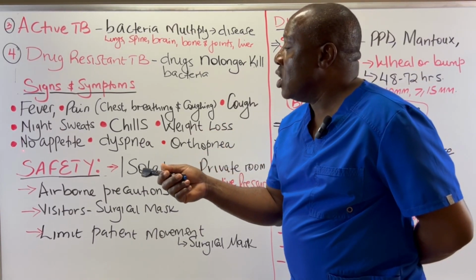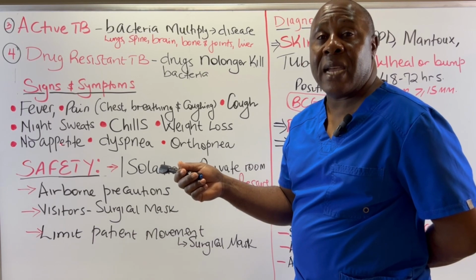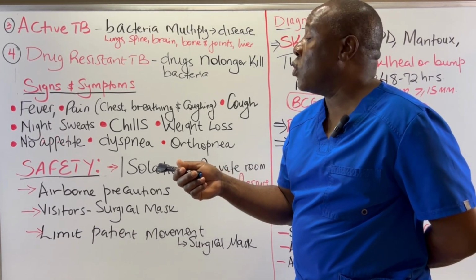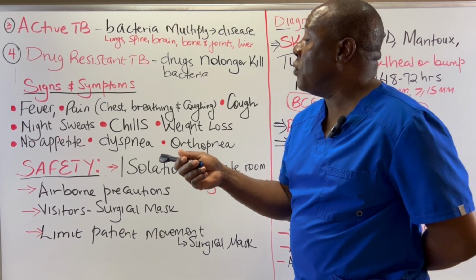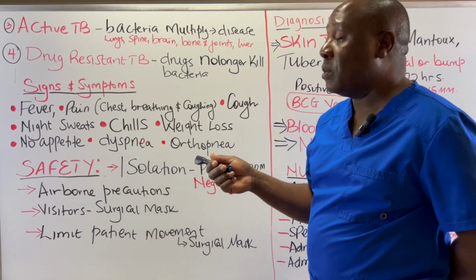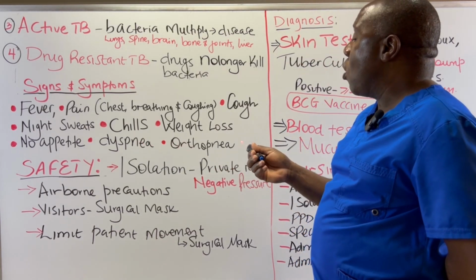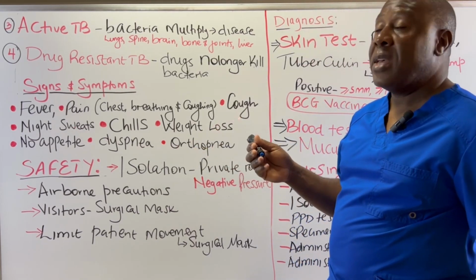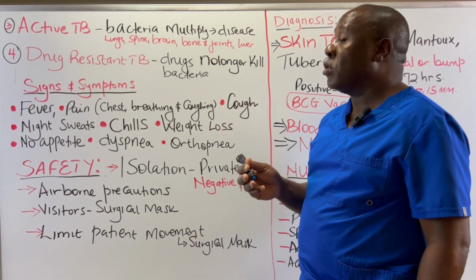Then we have no appetite. That's another sign and symptom in this particular patient. They don't want to eat food or they don't have that appetite for eating anything. Then when that goes on, TB patients develop dyspnea and then they also develop orthopnea. So these are the signs and symptoms that can become evident in those patients who have TB.